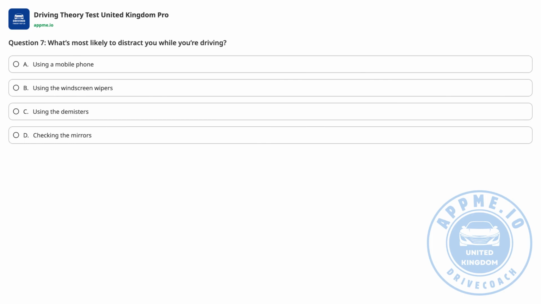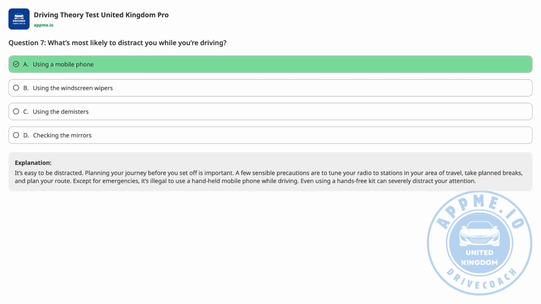Question 7. What's most likely to distract you while you're driving? A. Using a mobile phone. B. Using the windscreen wipers. C. Using the demisters. D. Checking the mirrors. The correct answer is A.